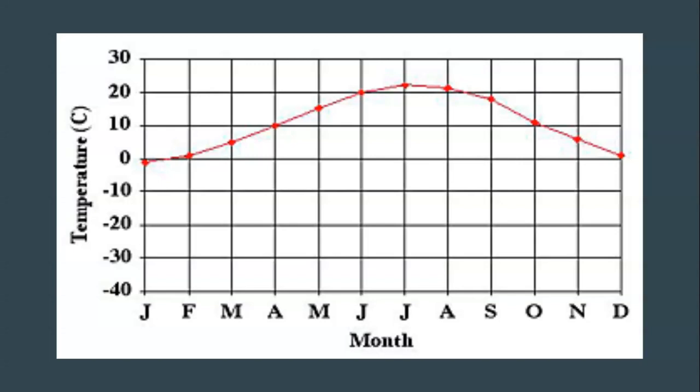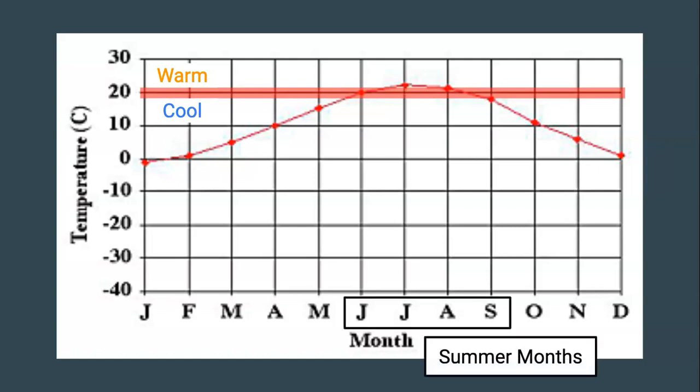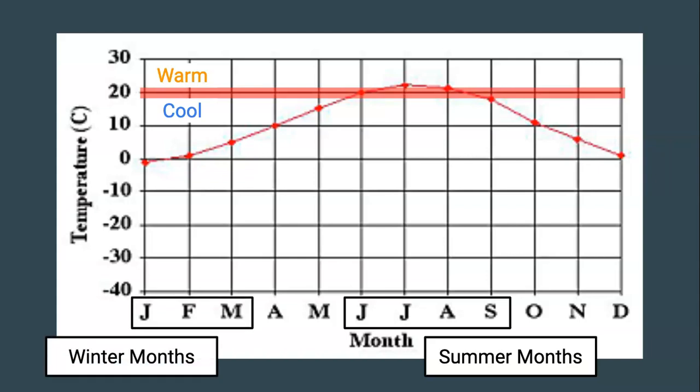Again, let's try and figure out what temperature zone this graph comes from. Now, I think the easiest way to figure this out is to imagine a line at 20 degrees Celsius. Everything above that line is warm temperatures, and everything below that line is cool temperatures. Now, we can also think about the fact that June, July, August, and September are the summer months, and January, February, and March are the winter months.